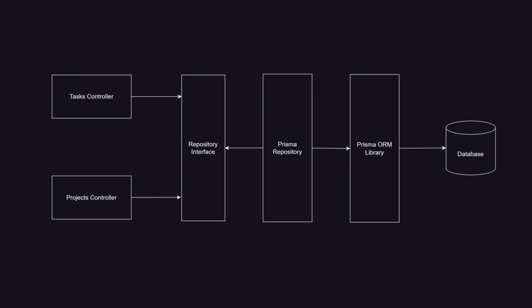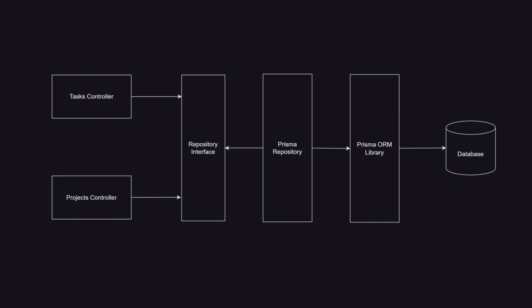By creating a repository, we will remove this dependency. At the heart of the repository pattern lies an interface. This interface is a contract that ensures that the repository will provide a set of specific methods and specific outputs to the controllers or client code in general. Now, instead of having a direct dependency on Prisma ORM, tasks and projects controllers depend on the interface. This interface is implemented by Prisma repository that has Prisma ORM as a dependency.